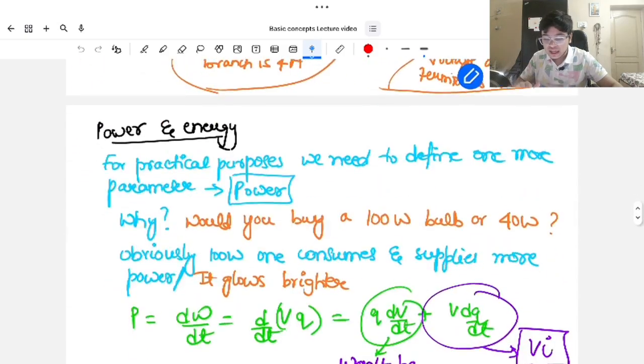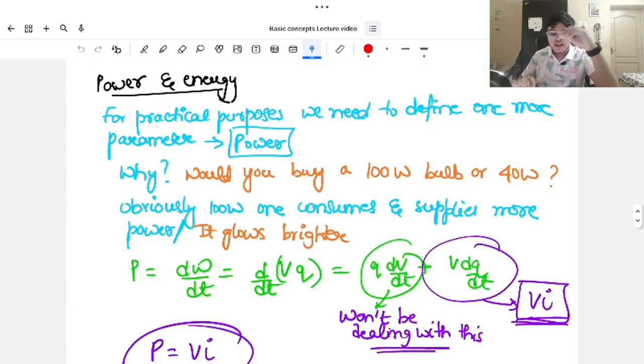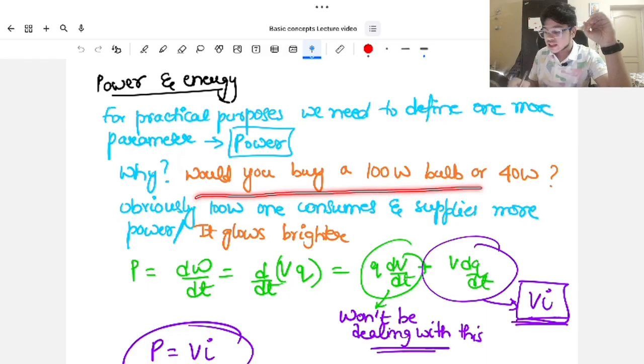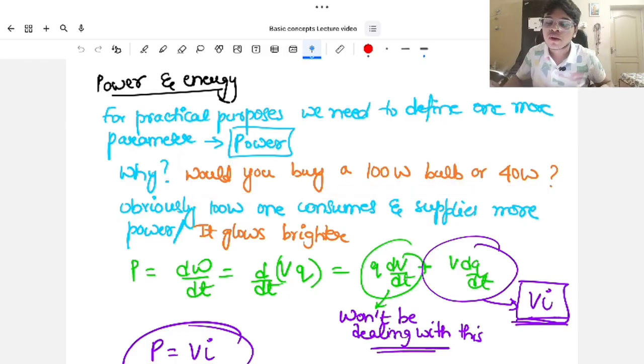Now, power and energy. For practical purposes, we need to define one more parameter, that is power. Power is the rate of change of electrical work. Now, why did we even define this particular parameter? Would you rather buy a 100-watt bulb or a 40-watt bulb? You'll say that depends on the necessity, the requirement, the use, right? And that is a very good answer, I would say.